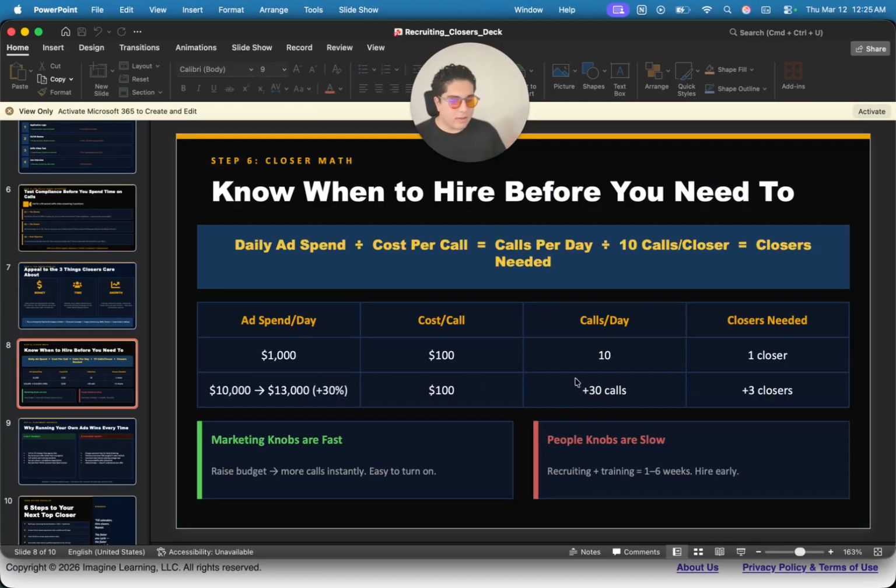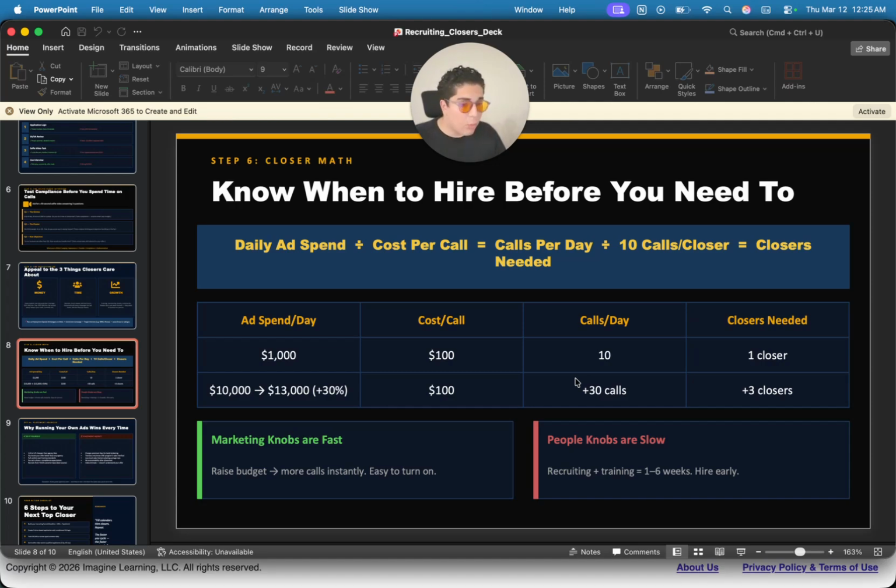And like I said in the beginning, know when you have to hire. Let's say, for example, you spend $1,000 on ads a day, the cost of calls is $100, you have 10 calls a day, you only need one closer. But then let's say you add more ad spend, you 10x it. You get 30 more calls a day. So when you have 30 more calls a day, you need 3x more closers. So an easy thing to actually do is up the ad spend.